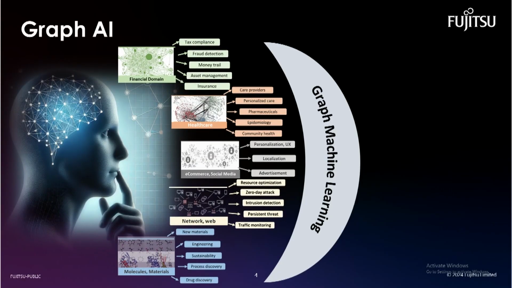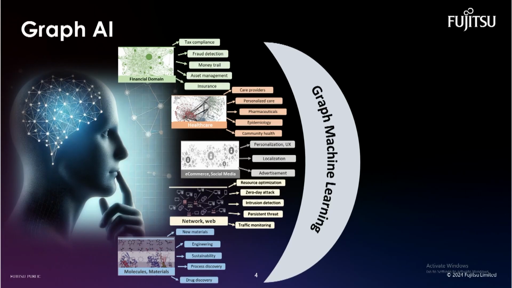Given this brief background about the graph, the obvious question is where graph-related technologies are getting adopted. One of the first sectors getting impacted by graph is the financial domain. You can imagine the customers, financial institutions, enterprises and organizations sitting at the nodes, with the edges being the transactions happening between them. Several use cases are getting developed, which include fraud detection, tax compliance, money trail, insurance, asset management, etc.